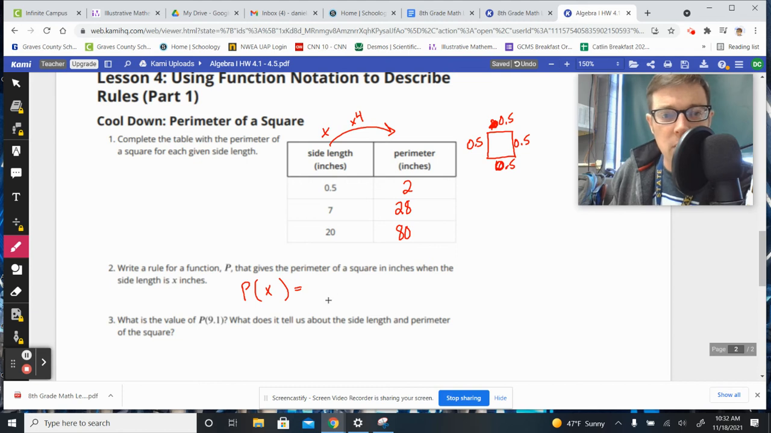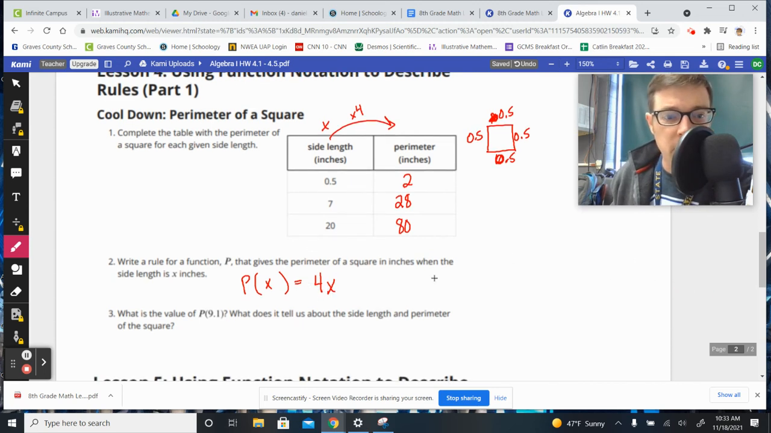And then what do we do with the side length to get to the perimeter? Well, we kind of showed that here with our note. We're going to take 4 and multiply by x. So the function p of x is equivalent to the rule of taking x and multiplying it by 4, which would look like this. And so to find out what the output p of x is, we can take the input x and multiply it by 4. That's what this is showing.